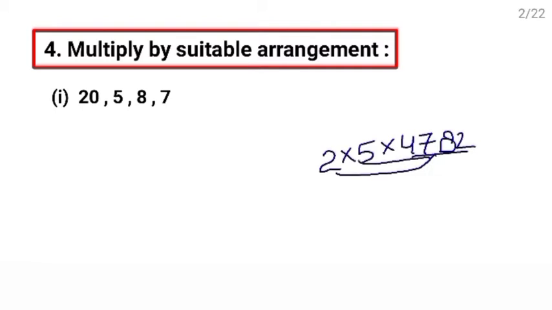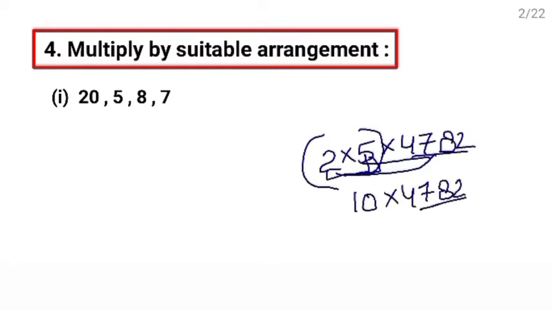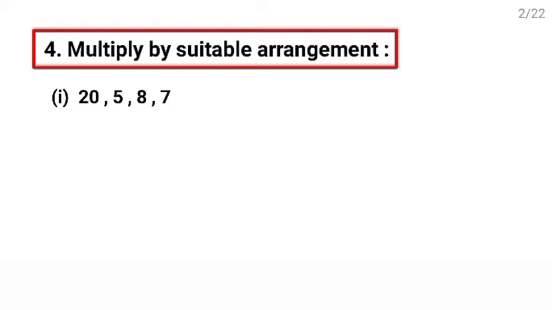So what do we do? We make the group of these two, because we know after multiplying these two we will get 10, and it is very easy to multiply any number by 10. We can easily multiply this 4782 by 1, 4782, and at the end we just put the 0. This is our answer. So this is the use of making arrangements. Now you know the use of making arrangements while doing multiplication, because it makes our calculation easy and it also reduces calculation time.